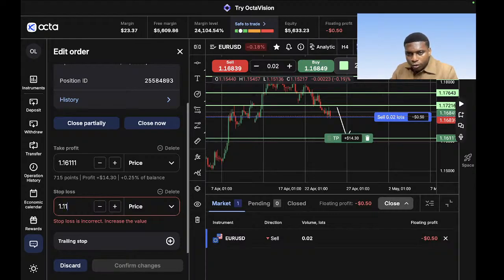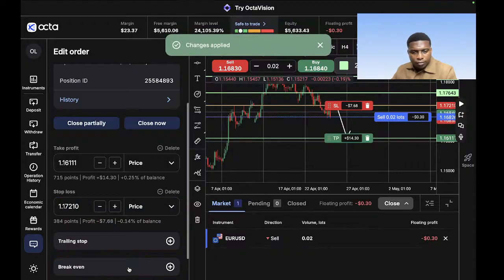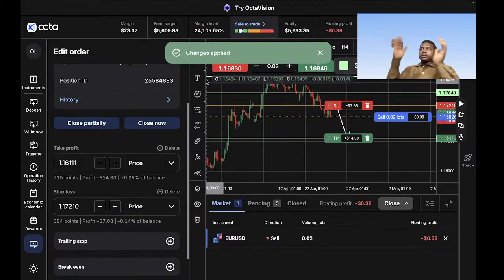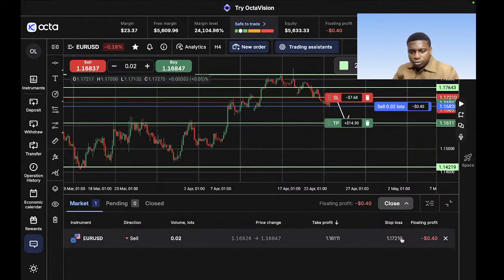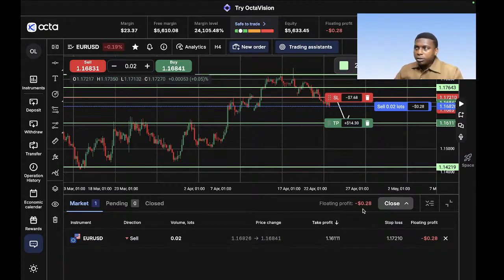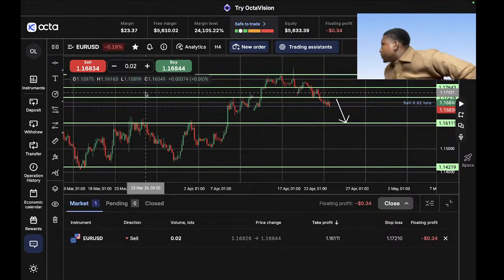Then my stop loss will be at 1.17216. Okay, I think there's an error. 1.12116. Okay, let's go. All right, so we have our take profit and our stop loss now active. Good.